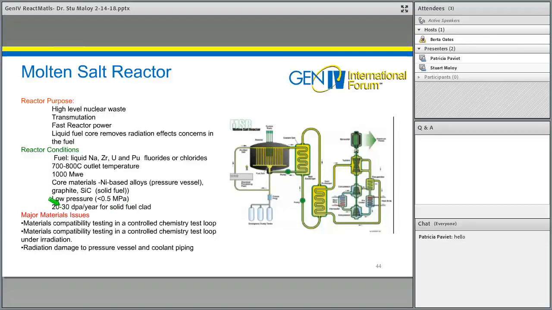But in the case of a fast reactor concept, the displacement damage is high, 20 to 30 dPa per year. So there are some significant materials issues, materials compatibility that you would need to do in maybe a controlled chemistry test loop, radiation damage to the pressure vessel and coolant piping, and materials compatibility under irradiation. So there is more research that's needed in these areas as well.